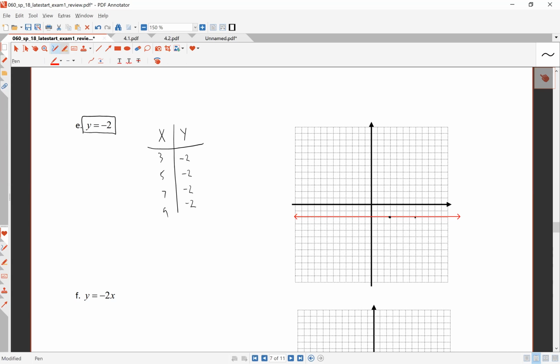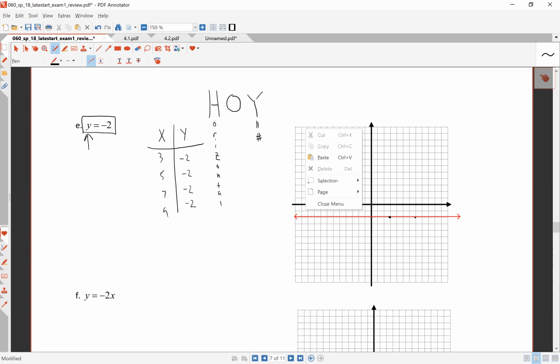And so in the video, I talk about this mnemonic device that I call OI. Because if it's an equation that has only a y in it, then it turns out to be a horizontal line. And so the y stands for the equation only has a y in it. And what do you think this O stands for? Any idea?